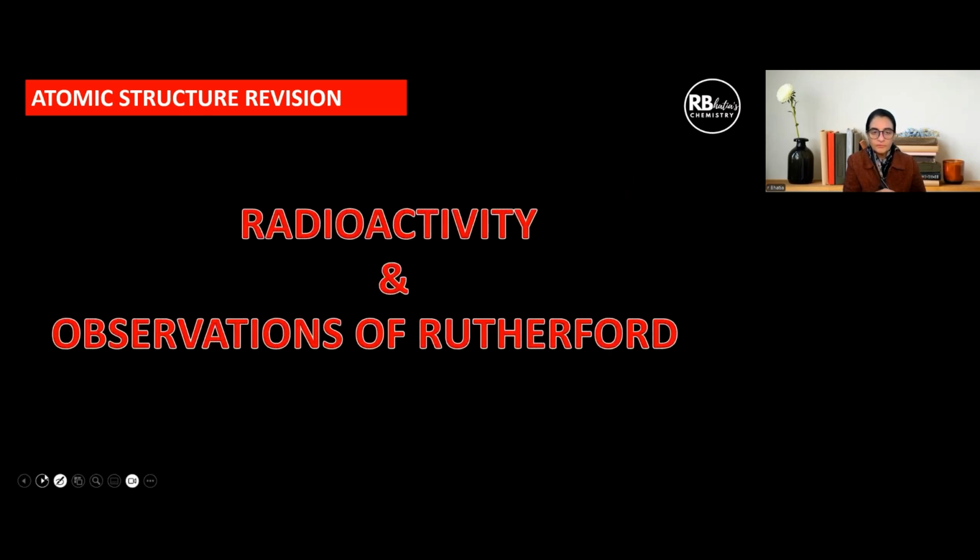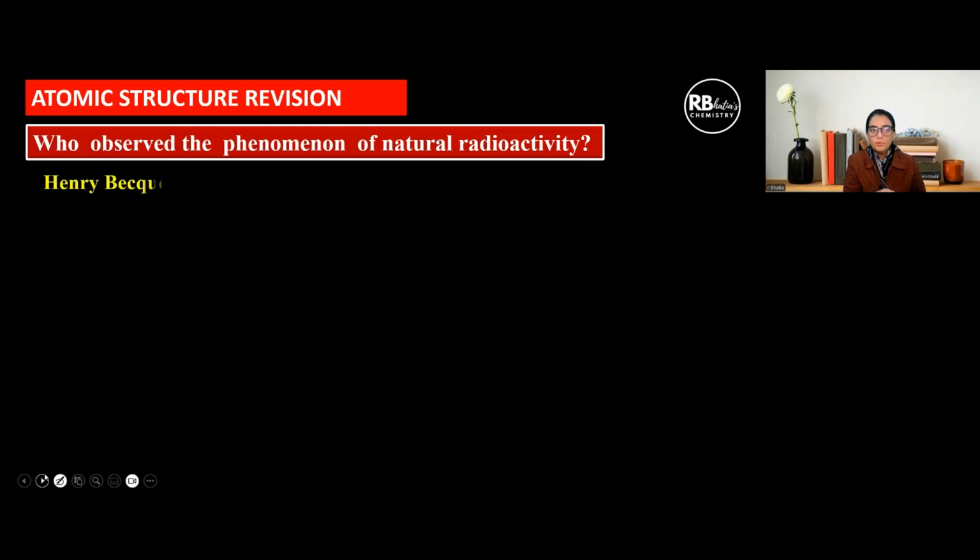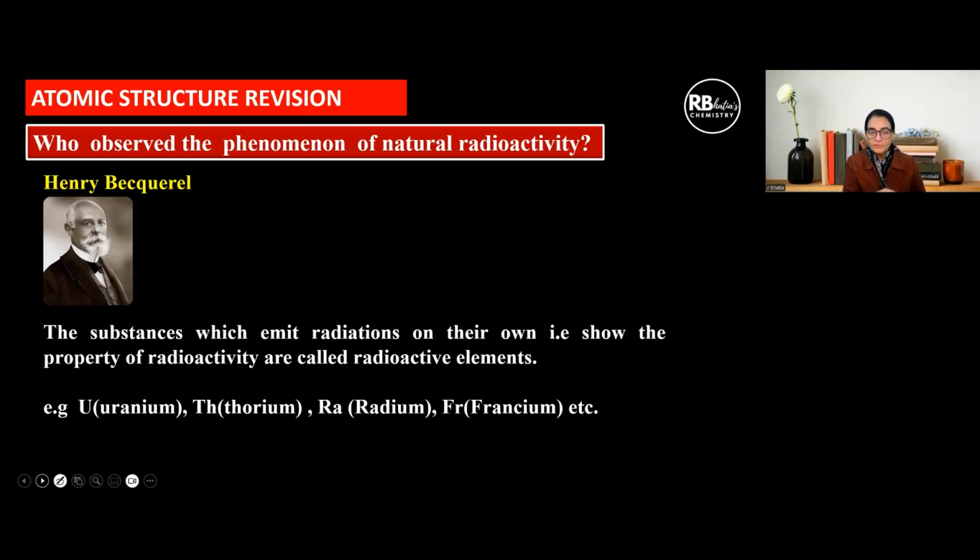Radioactivity and observations of Rutherford's model. Who observed the phenomena of natural radioactivity? Again, remember the name Henry Becquerel. X-rays by Röntgen and natural radioactivity by Henry Becquerel. Substances which emit radiations on their own, that is, show the property of radioactivity, are called radioactive elements.